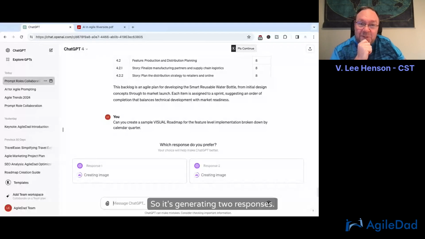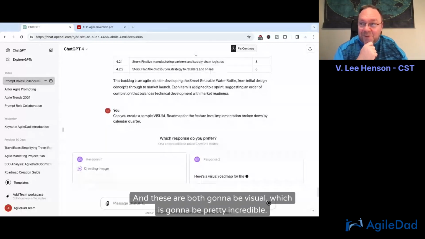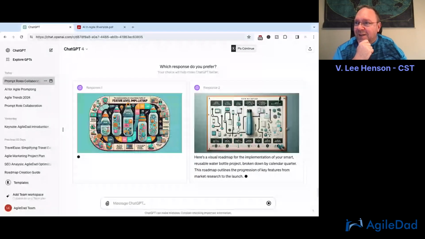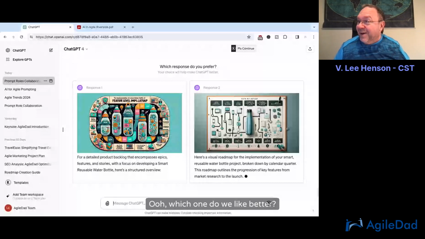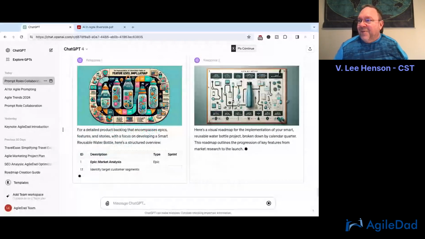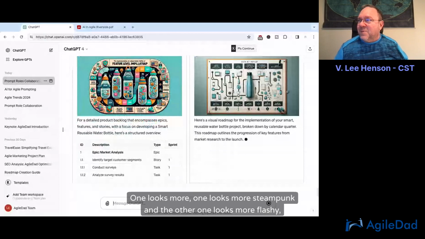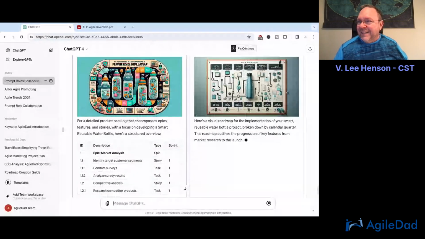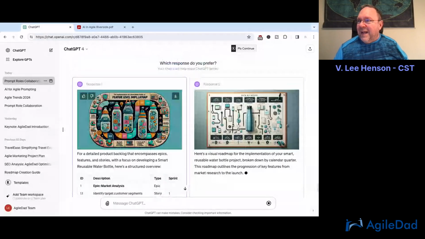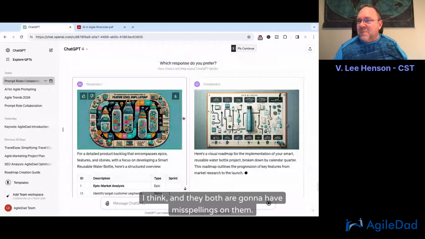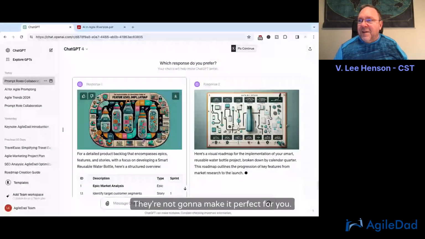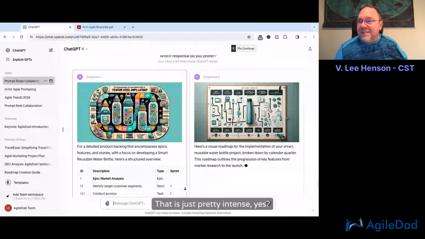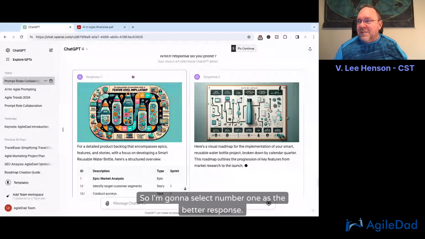So it's generating 2 responses, and these are both going to be visual, which is going to be pretty incredible. Oh my goodness, one is done. Ooh, which one do we like better? Oh my goodness. One looks more steampunk and the other one looks more flashy, right? Okay. I think, and they both are going to have misspellings on them. They're not going to make it perfect for you, but I think this one's our jam. Yes, I mean, look at that. That is just pretty intense, yes? So I'm going to select number 1 as the better response.